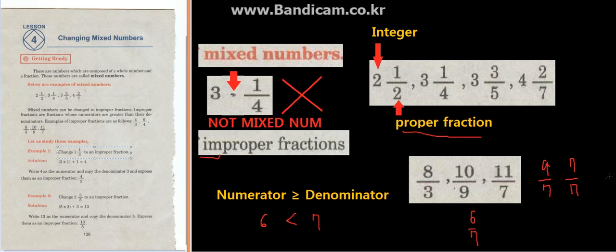So based on this, let's solve some problems. First, example number 1. Change 1 and 1 over 3 to an improper fraction. Well, in a sophisticated way, 1 and 1 over 3 is 1 plus 1 over 3. And 1 can be interpreted as 3 over 3, so 3 over 3 plus 1 over 3, and you can write it down as 4 over 3.